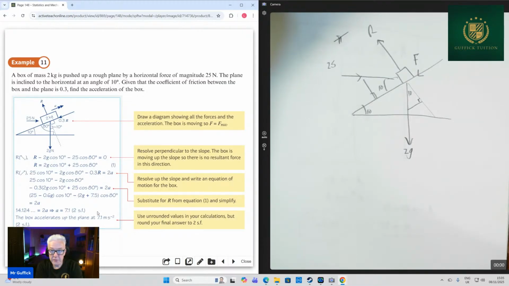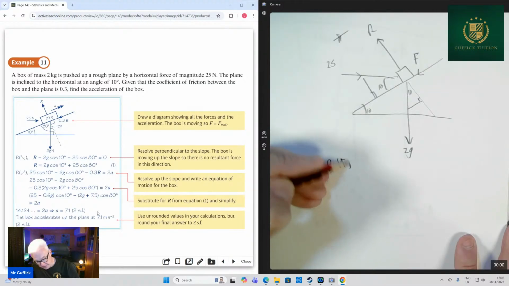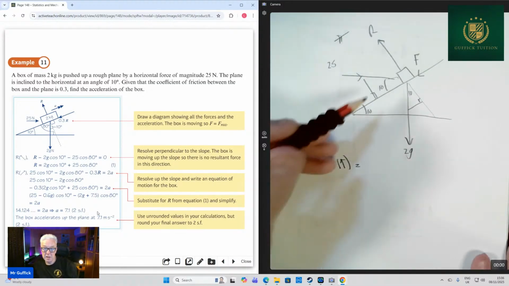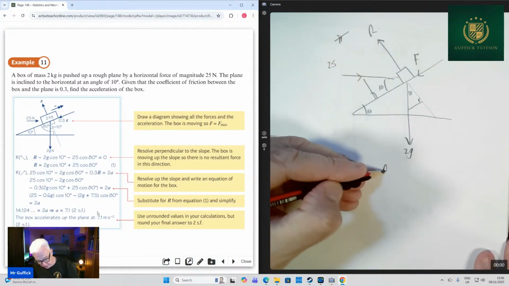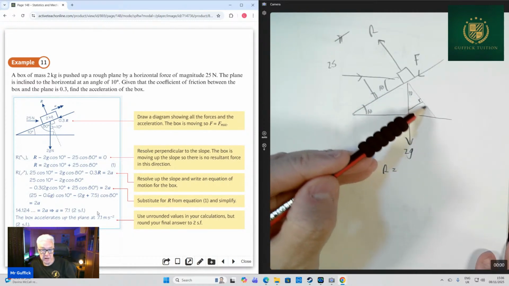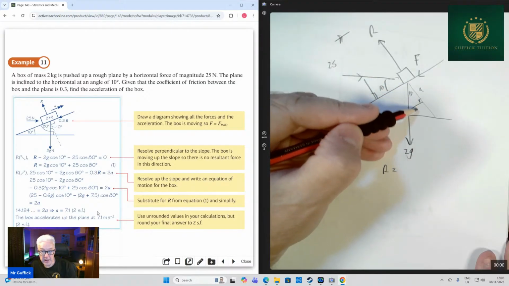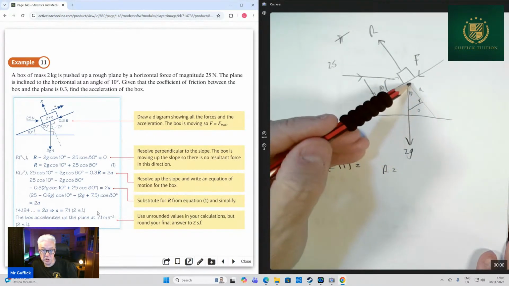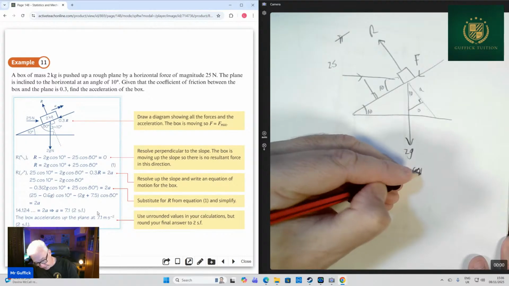Now, when we've got friction, we always need to resolve perpendicular to the plane, okay? So first of all, let's start off by resolving perpendicular to the plane and see what we get. So we're going to have the normal reaction pushing away from the plane. So we've got R. And then we've got the component of the weight that's pulling the object into the plane. And in this triangle here, that is the adjacent and that is the opposite. So it's going to be 2g cos 10 is the component of the weight that's pushing it into the plane, okay? So 2g cos 10 there.